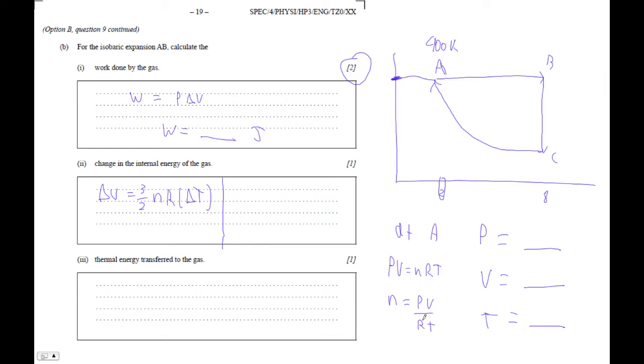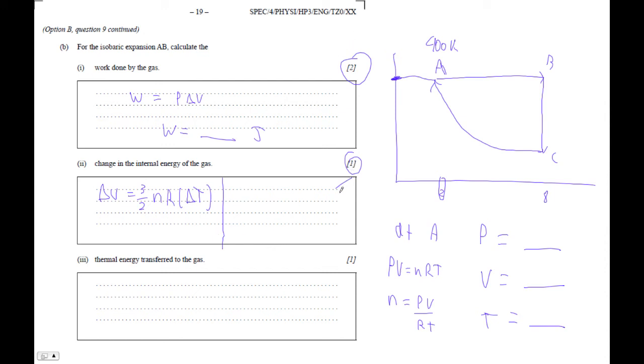So figure that out, figure out the moles. Or you can actually have fun. You can substitute this into here and then things cancel, which is kind of fun. But don't cancel T and delta T, that doesn't work. That seems like a lot for 1 mark, but I would have made this 1 and make that 2.